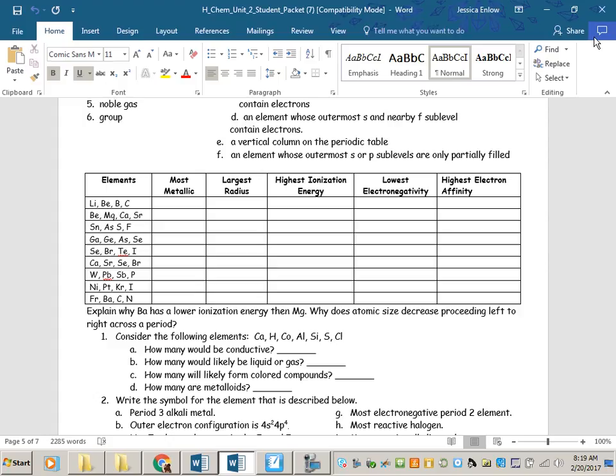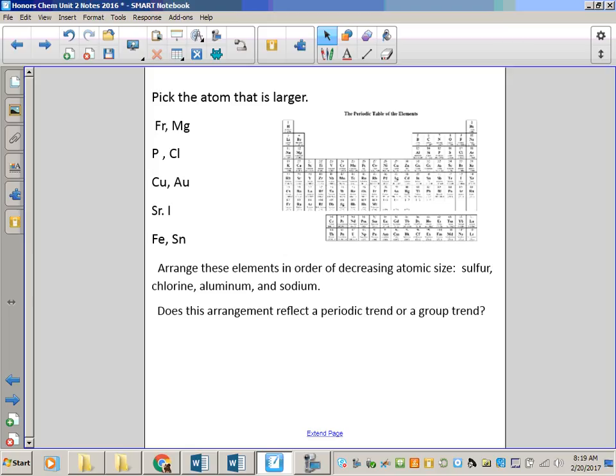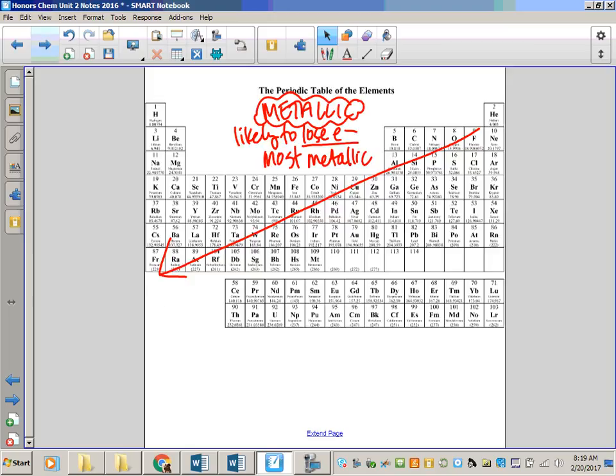But you guys are describing which is the most metallic, but what does the word metallic mean? If you don't know this, write this down, okay? This is a descriptor: most likely to lose electrons. That means they're incredibly reactive. They're very, very likely to lose electrons, meaning they are just willing to give it up at any point in time. So that means they're most metallic.